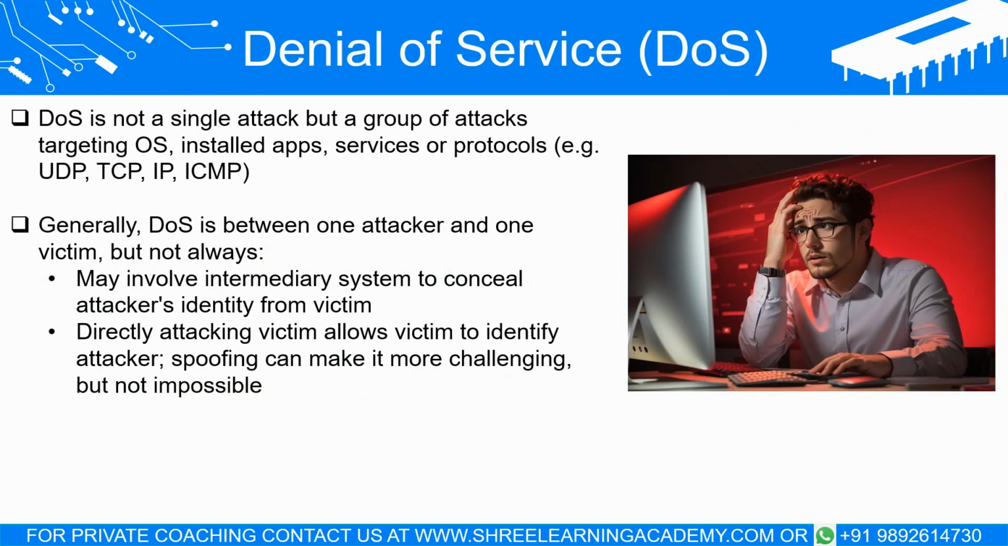DoS attacks are generally conducted between a single attacker and a single victim, but they may not always follow such a straightforward approach. Often, DoS attacks involve utilizing an intermediary system, which is usually an unwitting and unaware participant, to conceal the attacker's identity from the victim. Sending attack packets directly to a victim makes it possible for the victim to identify the attacker. However, the use of spoofing can make it more challenging, though not entirely impossible.